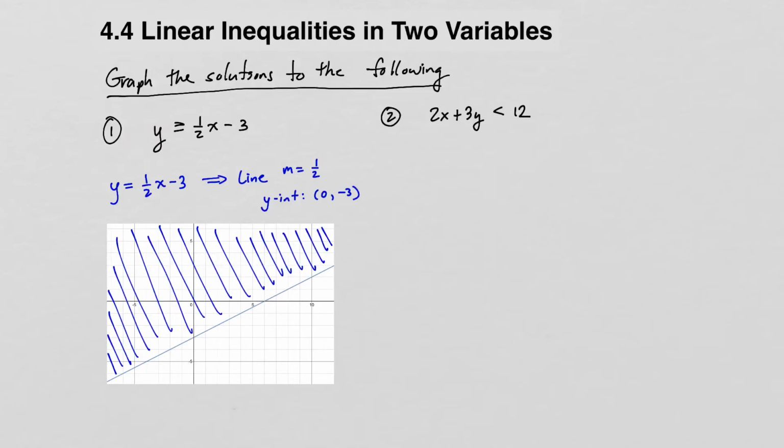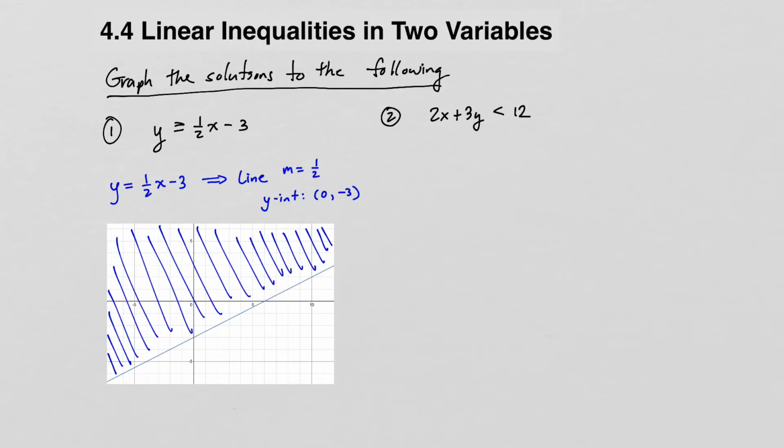Let's look at the second problem. So here we have 2x plus 3y is less than 12. This problem will be done very similarly. However, notice there is no equal sign there. So what that means is that when you graph, the line is actually not part of the solution. So what we do in this case, when there's no equal to, is we graph the line as a dotted line.